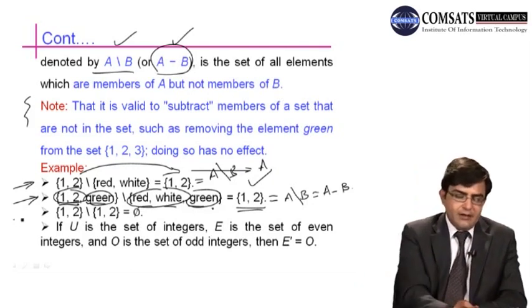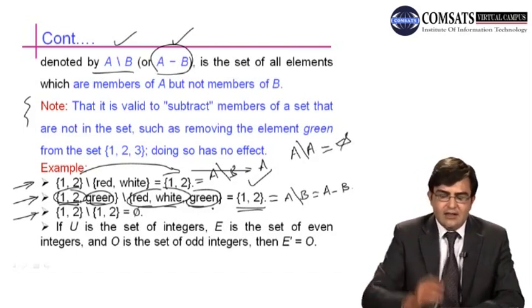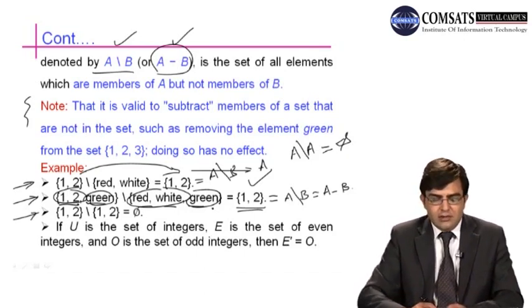Another example: if we subtract the same set from the same set, A minus A is basically the empty set, because they have all the common elements in both sets.